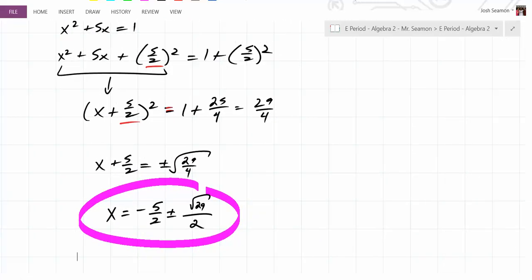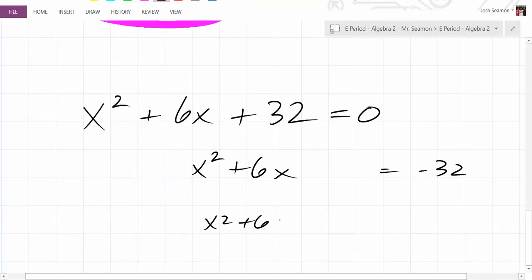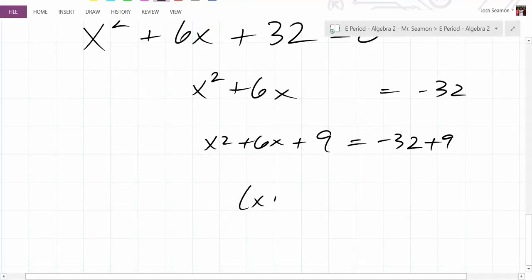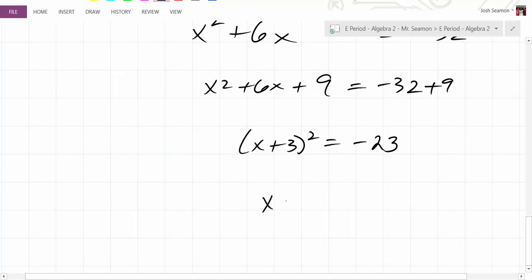Take a look and let me know if... And then you're going to have x squared plus 6x plus what? 9 equals negative 32 plus 9. So you're going to have x plus 3 squared is equal to negative what? 3. But you take the square root. Are you allowed to do that? You can, but what kind of answer do you get?